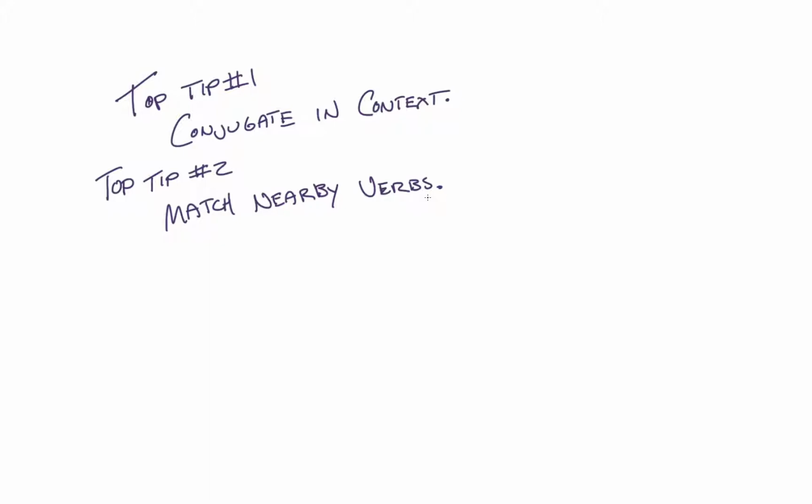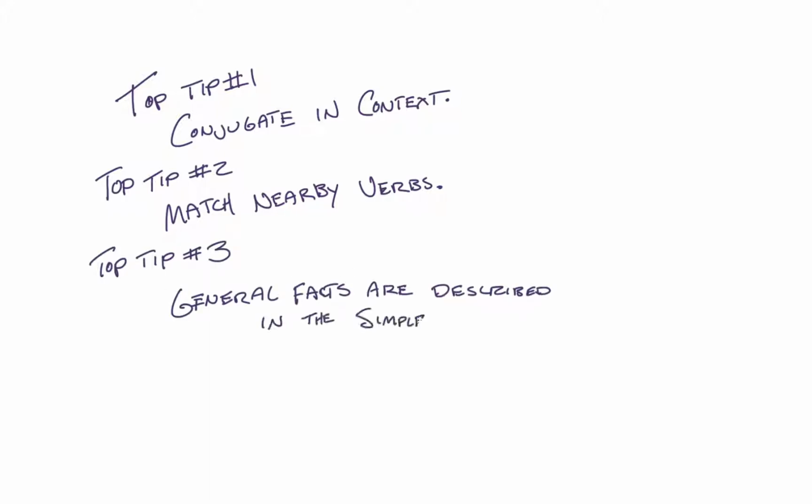Finally, top tip number 3, general facts are usually described with the simple present tense. If a statement is true regardless of time frame, use the simple present tense, like, deadly nightshade is a poisonous plant. That's a general fact about the plant. It doesn't need to be in the past or any other tense, because it was true in the past, it'll be true in the future, and it's true now.